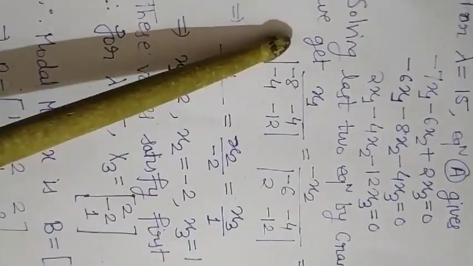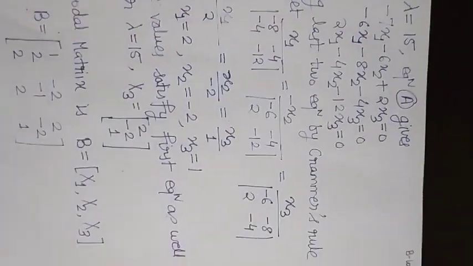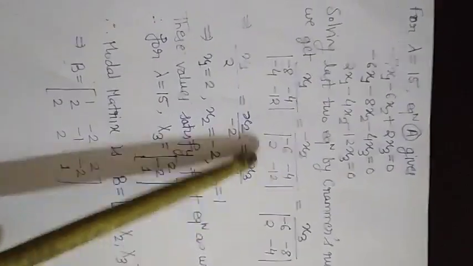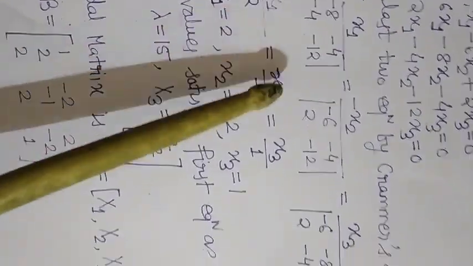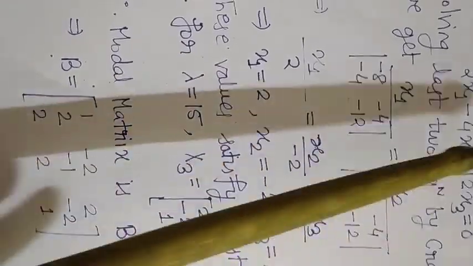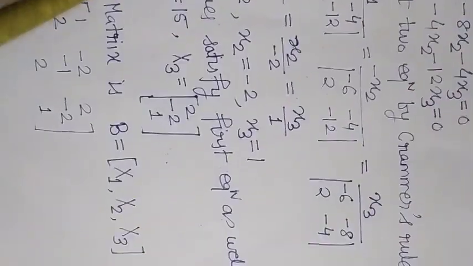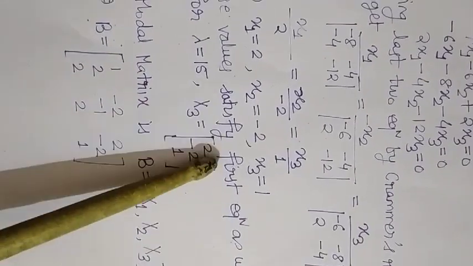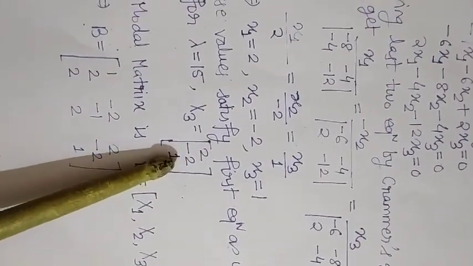Solving this by Cramer's rule, we get x1 upon, again I am taking the last two equations. So we get x1 as 2, x2 as minus 2, and x3 is 1. This will satisfy first equation also. Therefore for lambda equal to 15, x3 equal to 2 minus 2 1 is the eigenvector.